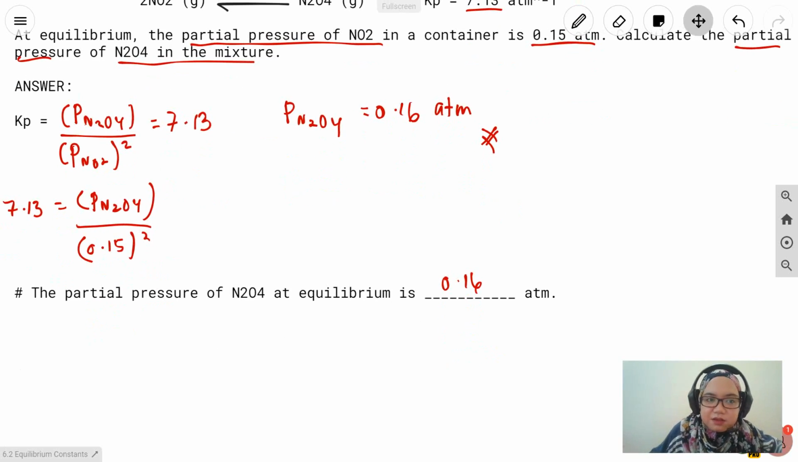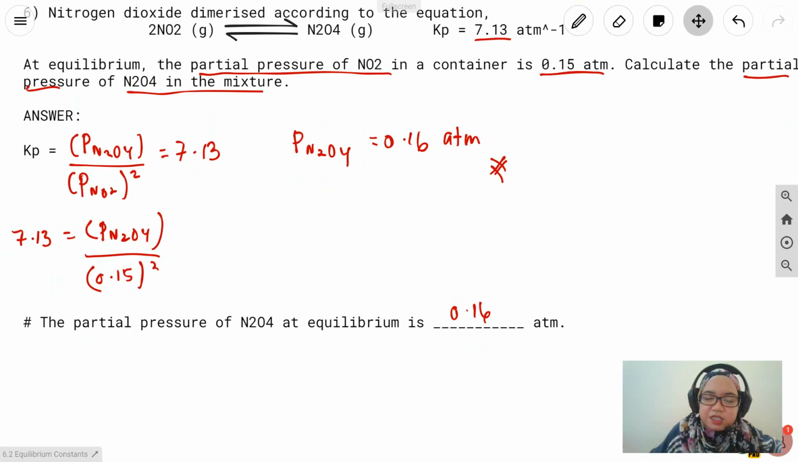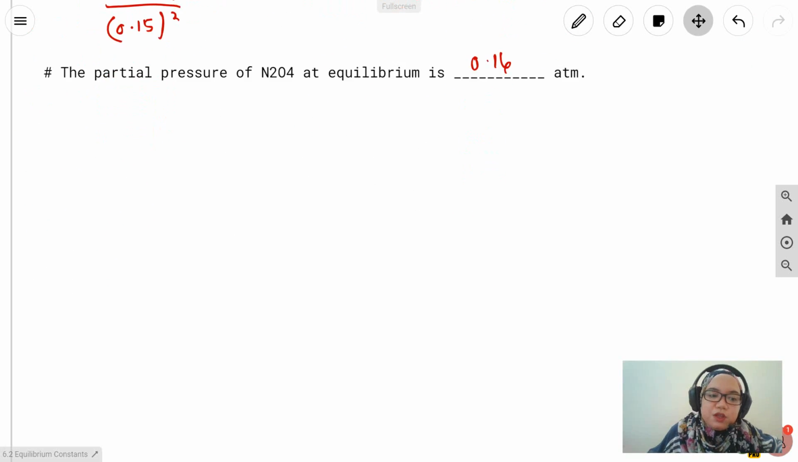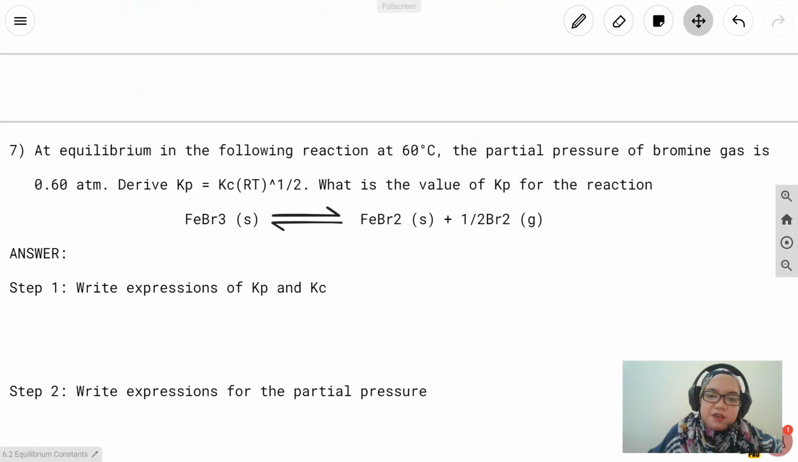Alright. So this one is also very simple. The tutorial questions are very simple. Okay, later in the past year questions they are more challenging. Okay, more challenging questions in the past years. So this is just the introduction. Okay, nice. We look at question number 7.